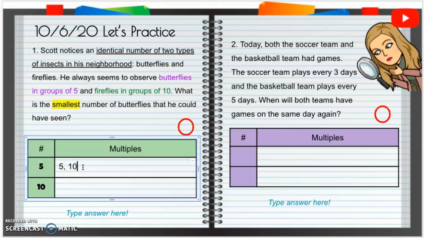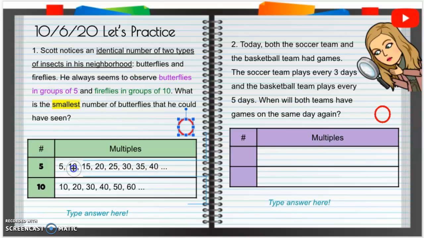We know this. 5, 10, 15, 20, 25, 30, 35, 40, and so on. All right, multiples of 10. We have 10, 20, 30, 40, 50, 60, and so on. What is that first number that they share? That first number they share, do they share a 5? No. How about a 10? They do. That first number, the least of the common multiples is going to be a 10. That first number that they share is going to be 10.